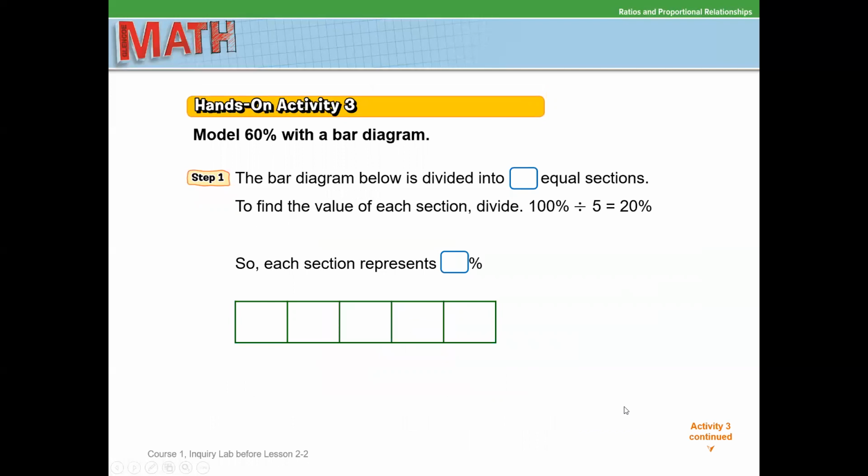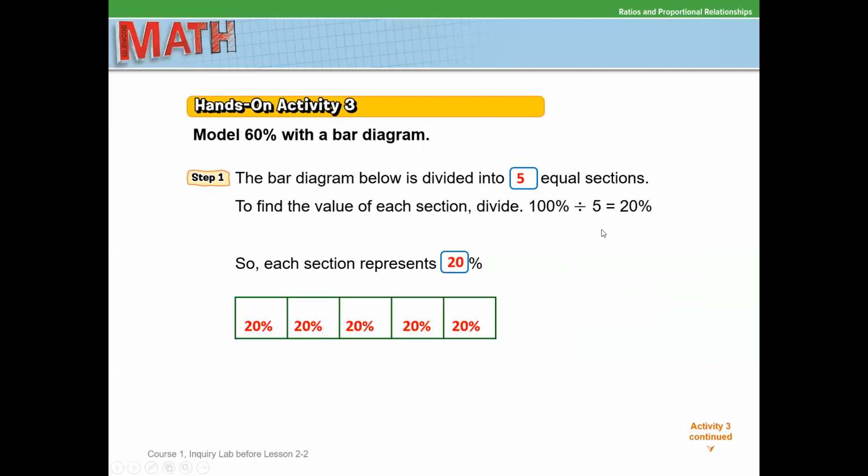Model 60% with a bar diagram. The bar diagram below is divided into how many equal sections? To find the value of each section, divide 100% by 5. So it's cut into 5 equal sections. And to find the value of each section, 100 divided by 5 is 20, and 100% divided by 5 is 20%. So each section represents 20%. 1, 2, 3, 4, 5. 5 times 20 is 100%.